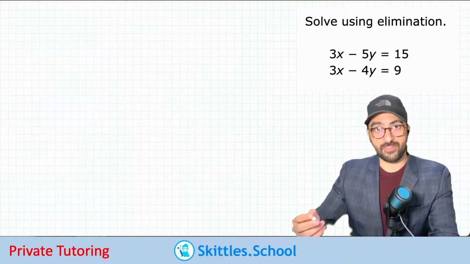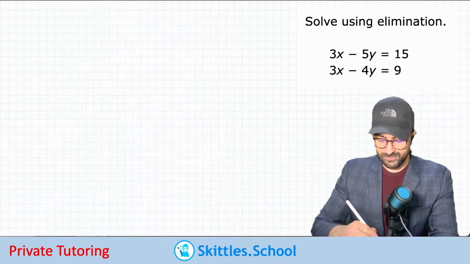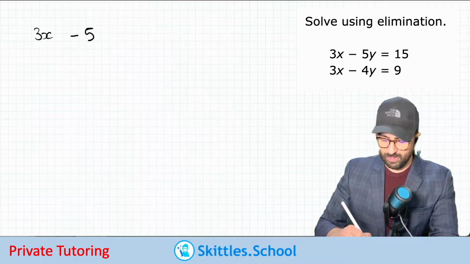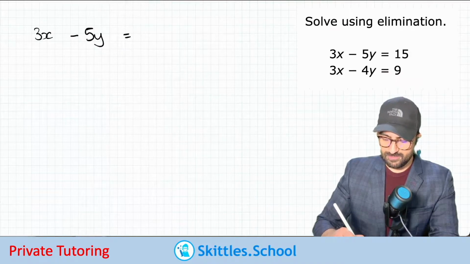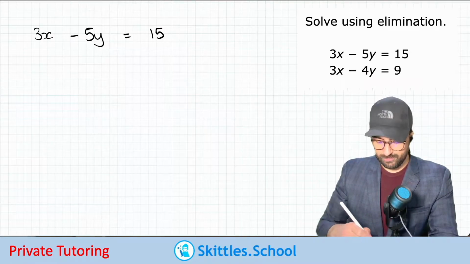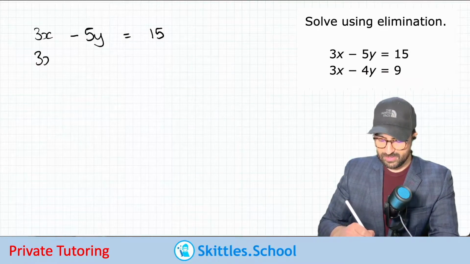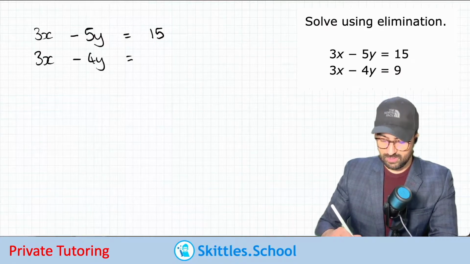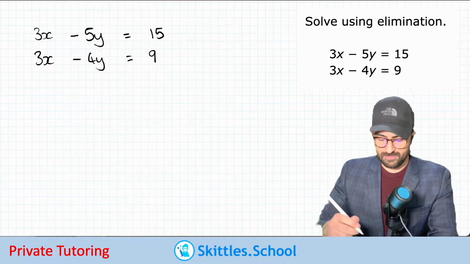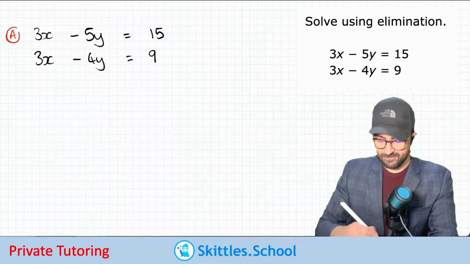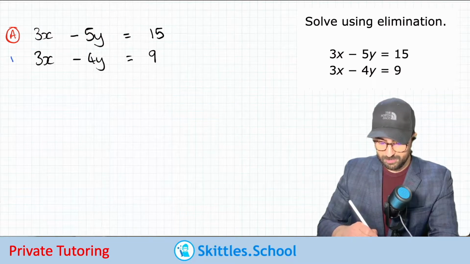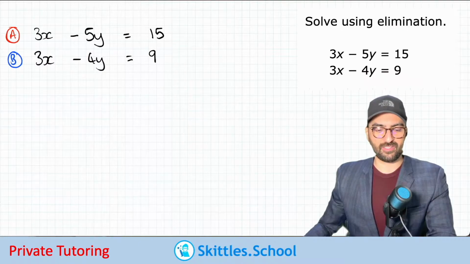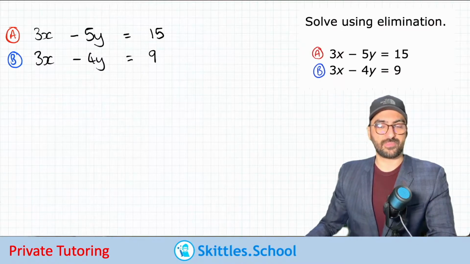So I'm going to start by writing out the two equations. The first one is 3x minus 5y equals 15. And the second one is 3x minus 4y equals 9. And I'm going to label these. The first one, let's call it equation A. And the second one, let's call it equation B. I'm also going to add these labels to the actual question, which is above my head, so we can follow along easily. There we are.